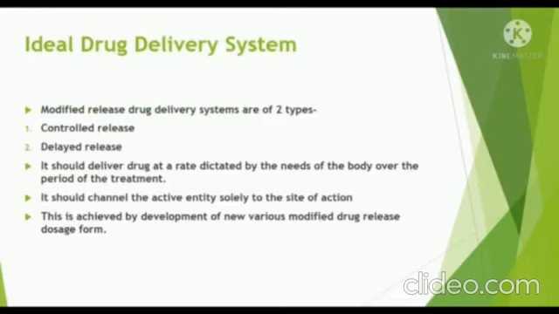Before starting the ideal drug delivery system, we should know about modified release drug delivery system. Actually, modified release drug delivery systems are of two types, that is controlled drug delivery system and delayed release system. Now the ideal properties of a drug delivery system are, first of all, it should deliver drug at a rate dictated by the individual over the period of the treatment. Second, it should channel the active entirely solely to the site of action.